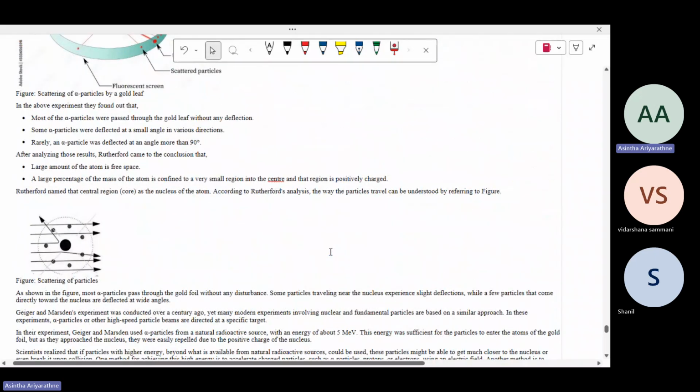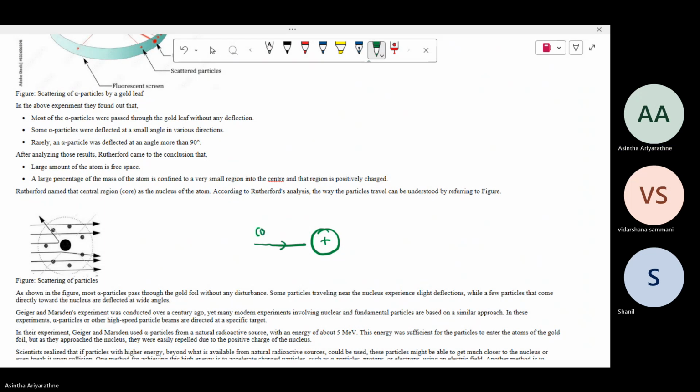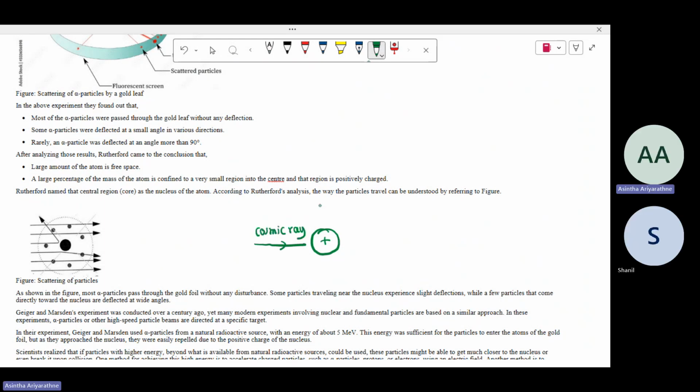if a cosmic ray is directed onto a nucleus, this nucleus also could get broken. The nucleus also could be broken.